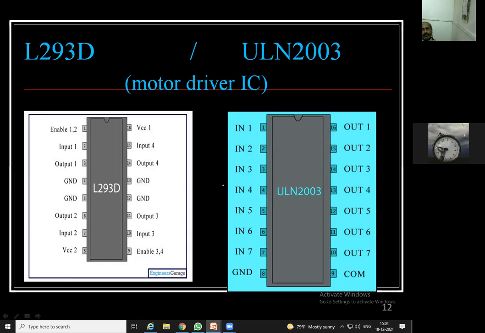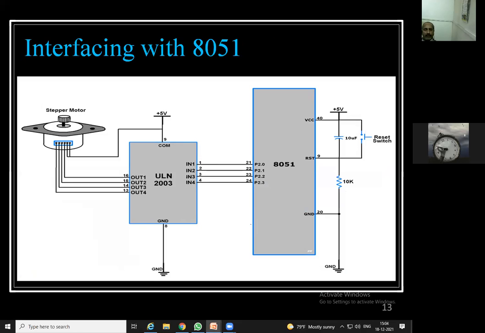Okay, so the pinout diagram of both is shown in this slide. I am using the ULN2003 here for the interfacing. When the actual case comes, that is when physically you are going to connect this stepper motor with the 8051, you can use whatever is available with you or in the market. So this is the motor driver IC that is required.